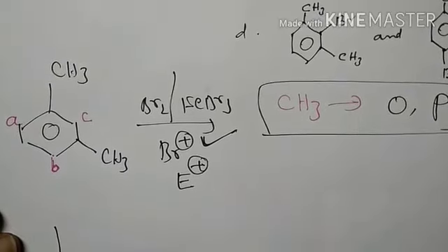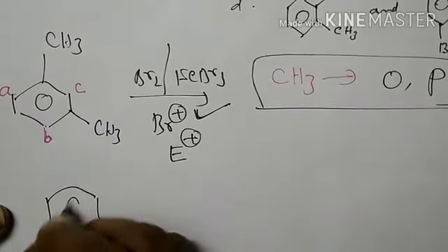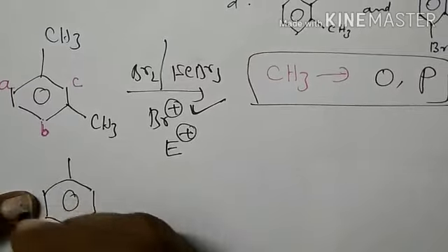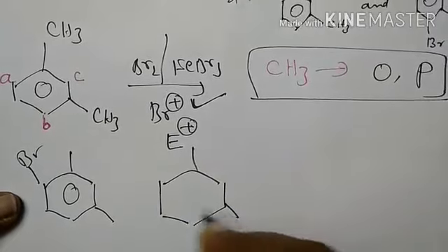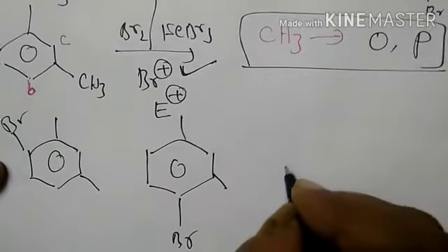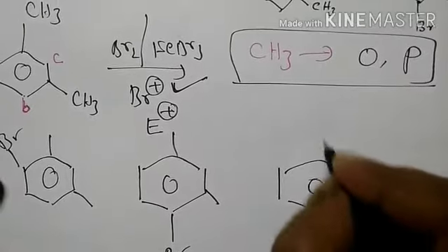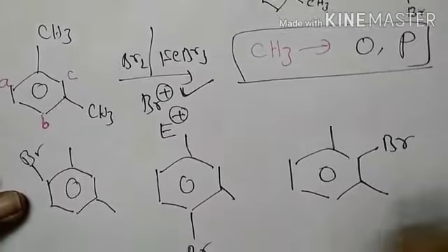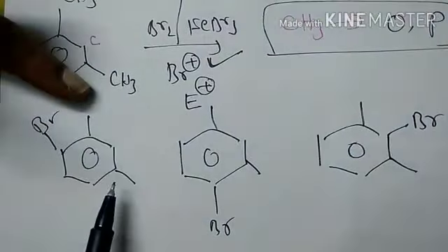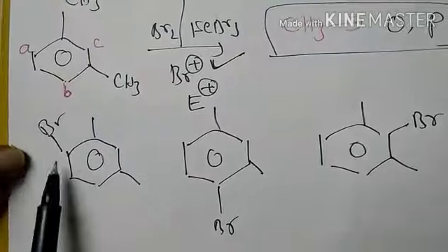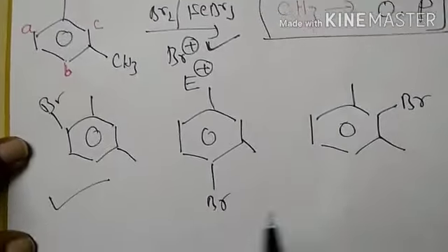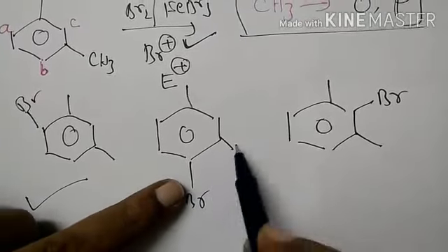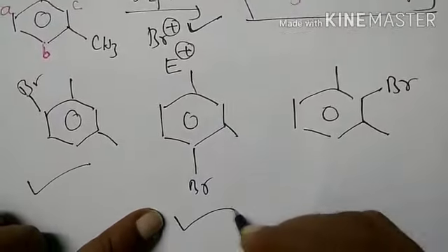Now let me write one by one. First I am going to give the structure of, let me give for A position Br. Next I am going to give the structure of your B position Br. Next I am going to give the structure of your C position Br. Let us see one by one. Here it is both bulky groups. Here Br is ortho to this, para to this. So this structure is favored. Next one, same reason. Ortho to this, para to this. So this is also favored.